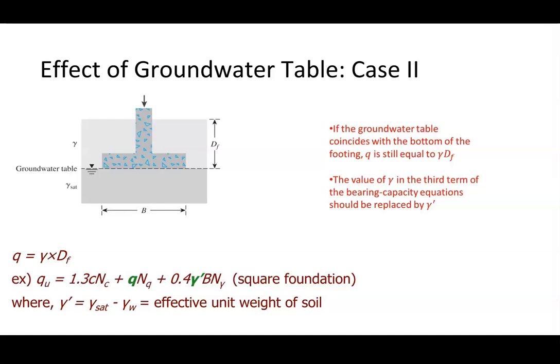Case 2 is when the groundwater table coincides with the bottom of footing. In this case, Q doesn't change. Q is gamma dF. But you need to use gamma prime, which is gamma saturated minus gamma W.